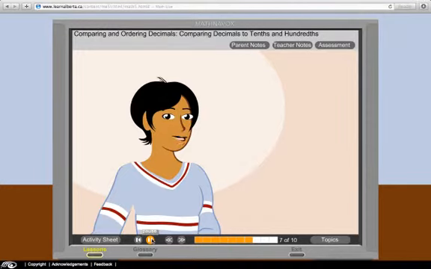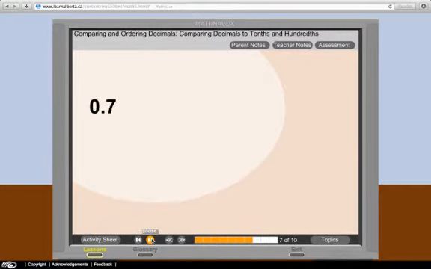We have compared decimal numbers that have digits as far as the tenths place and as far as the hundredths place. We can also compare decimal numbers where one number has digits as far as the tenths place and one number has digits as far as the hundredths place.